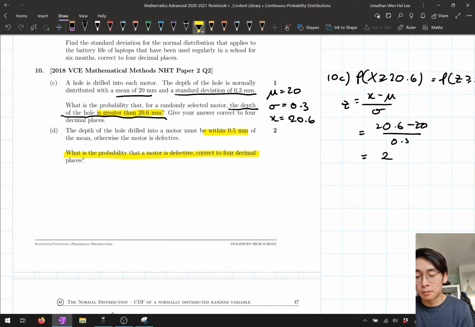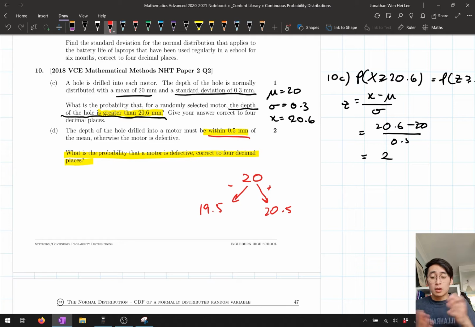What is the probability that the motor is defective, correct to 4 decimal places? Now, here it says it has to be within 0.5. So let's just figure out what the allowable range is. If the mean already was 20, within 0.5 millimeters of it, what values are that? Well, we've got the lower end, where 19.5 millimeters is allowable. But on the upper end, we've also got 20.5.